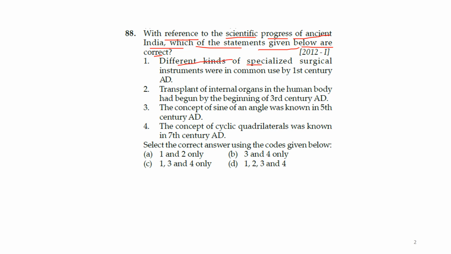Different kinds of specialized surgical instruments were in common use in the 4th century AD. Transplant of internal organs in the human body had begun by the beginning of the 3rd century AD. The concept of the sine of an angle was known in the 5th century AD. And the fourth: the concept of cyclic quadrilateral was known in the 7th century AD. So these are the four statements, and they're asking which one is correct.